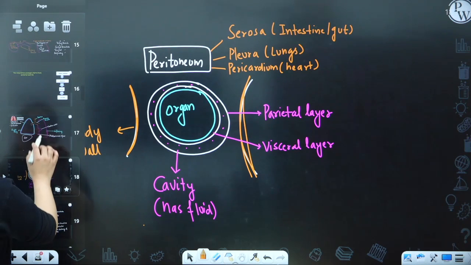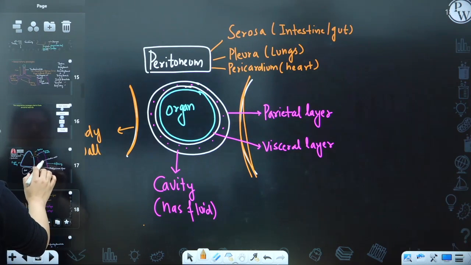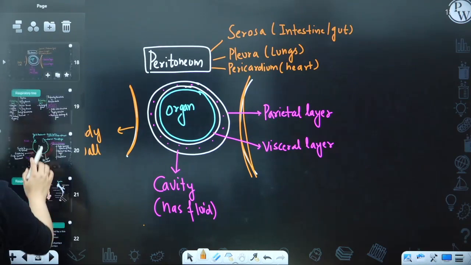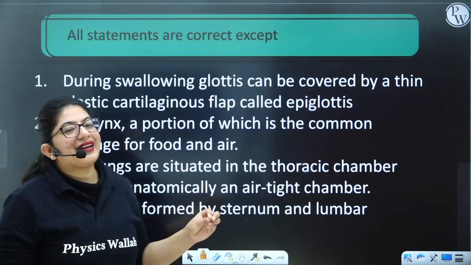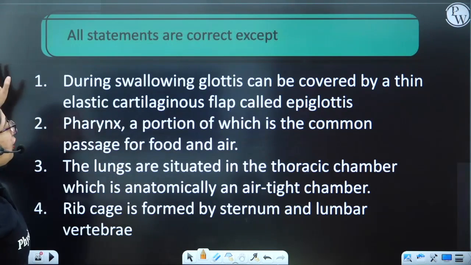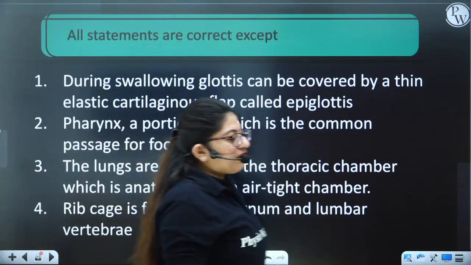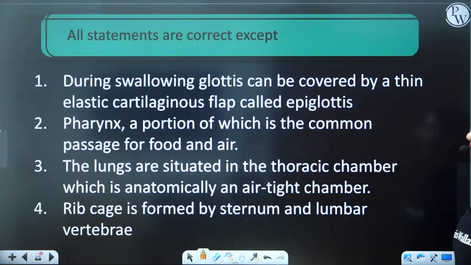Okay, so that's it about your structure. Let's do some questions. First, all statements are correct except first. During swallowing, glottis can be covered by a thin elastic cartilaginous flap called epiglottis. Second, pharynx, a portion of which is the common passage for food and air. Third, the lungs are situated in the thoracic chamber, which is anatomically an airtight chamber. Fourth, rib cage is formed by sternum and lumbar vertebra. Solve it.